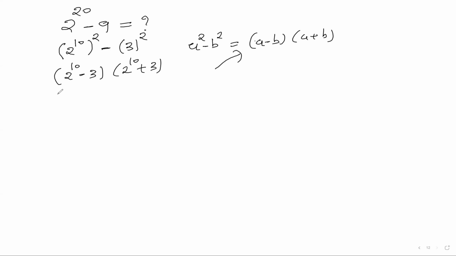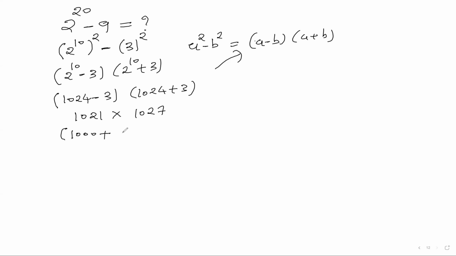Now 2 power 10, which is 1024. So 1024 minus 3 and 1024 plus 3, which will give us 1021 multiplied by 1027.